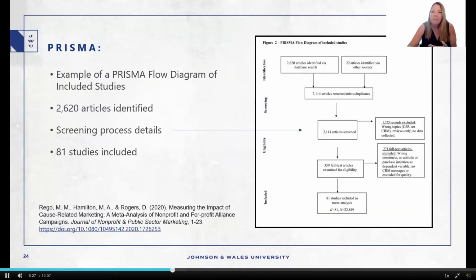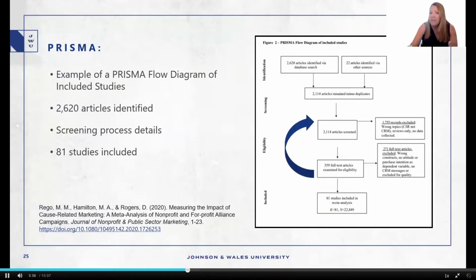But beyond that, we screened articles, and what I found in a lot of the duplicates and the screenings is that there's an overlap between cause-related marketing and corporate social responsibility. People use terms interchangeably. And so for this particular study, if it was not a cause attached to a product purchase, then I wasn't interested. So that's why we narrowed it down even further.